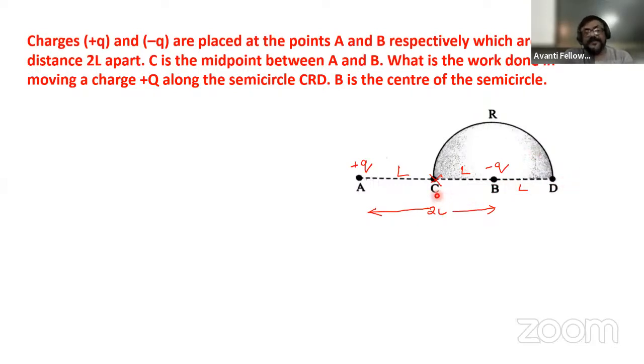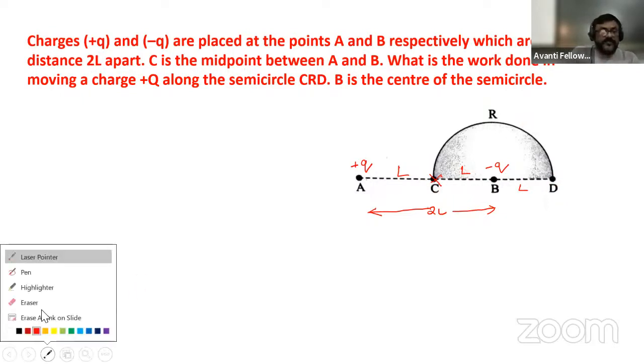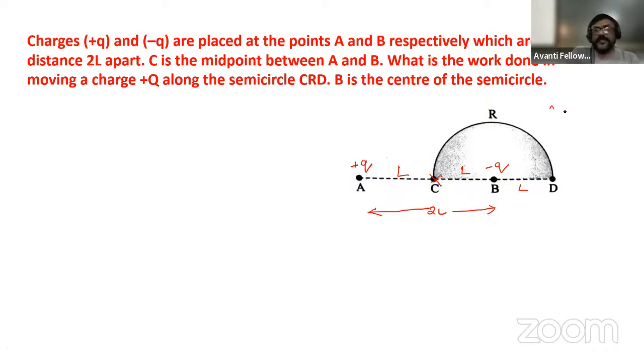So we can find the work done to move a charge from C to D. If you are moving a unit positive charge from C to D, the work done will be the potential difference between D and C. But if I move a charge capital Q instead of a unit positive charge from C to D, then the work done will be Q into the potential difference between C and D.